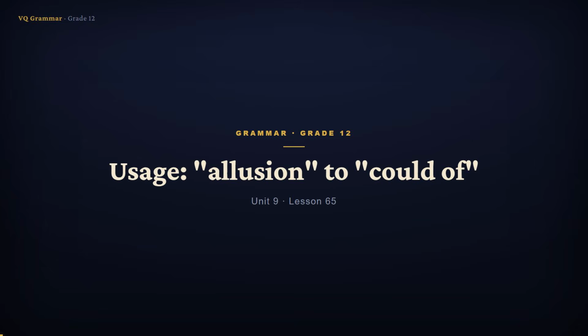This is Unit 9, Lesson 65, and we're deep into the usage glossary, that alphabetical rundown of the words English speakers mix up the most. Today's stretch runs from allusion all the way to could've. None of these are hard once you see the logic behind them. The trouble is that they hide in everyday habits. So we'll take them one pair at a time, learn the rule, and lock it in with a fresh example.